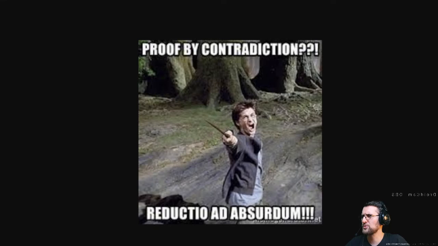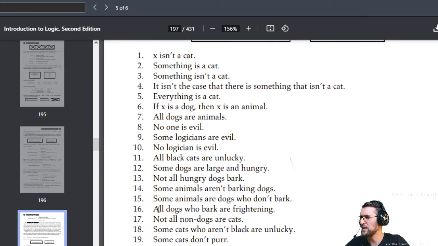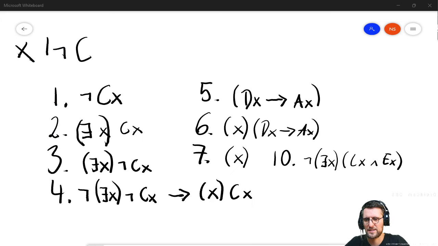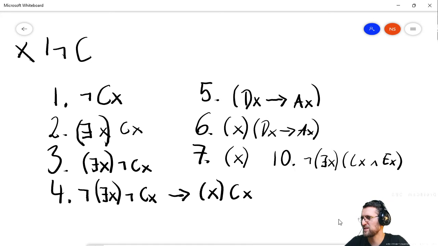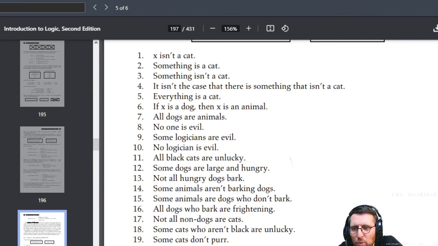Well, let's do the other ones until 10 too. So which ones do we have? All dogs are animals. I think I did this, and no one is evil. Let's do the one, no one is evil. How would I write this? I'm sorry for being a bit sloppy, but I do this the first time. So no one is evil. Which number was that? I've forgotten. Let's double check here. No one is evil, number 8. And I forgot number 7. All dogs are animals.